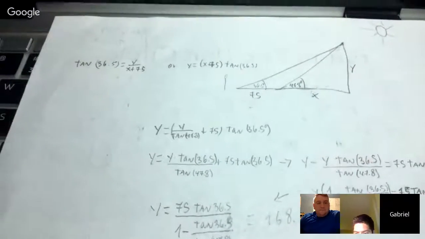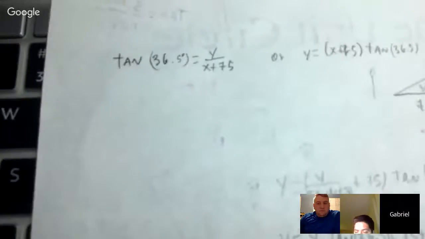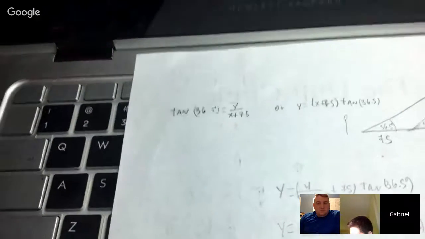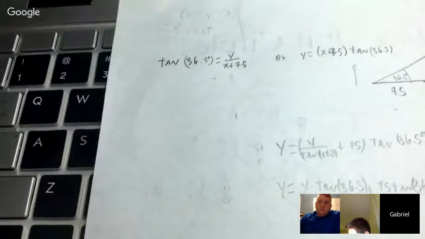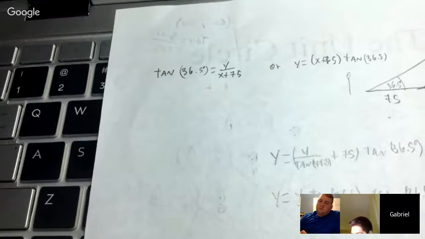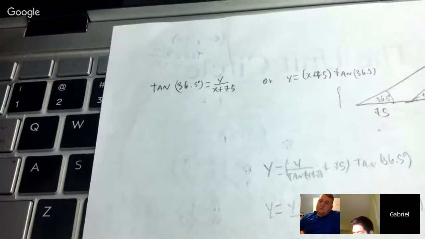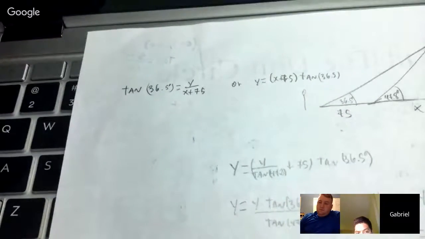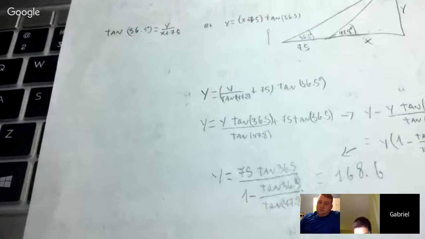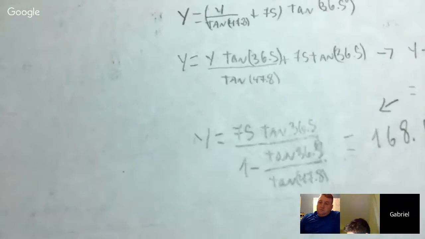Okay. We need to get the tangent of y, and we have two options. We have the tangent of 36.5 equal to y over x plus 75, or y equal x plus 75 times tangent of 36.5. Which is exactly the same thing. Exactly, but they are two different equations. And because we need to use an equation only with y, we use this.